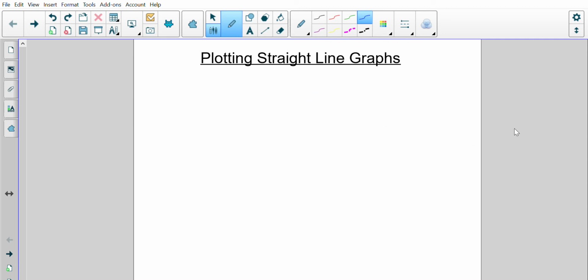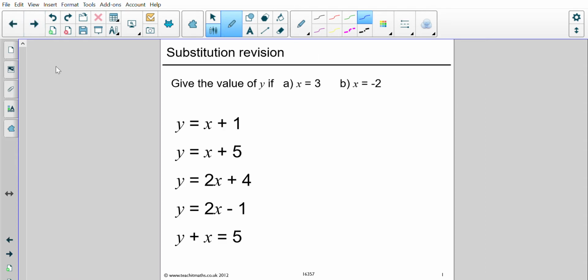In this lesson, we're going to look at how we plot straight line graphs. Before getting started on that, we need to do a little bit of revision on substitution. So for each of these equations down here, we're going to, first of all, substitute in x equals 3 and work out what y is, and then substitute in x is minus 2 and work out what y is. So let's do the first one together.